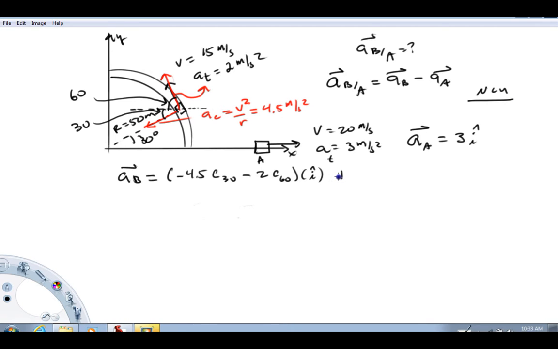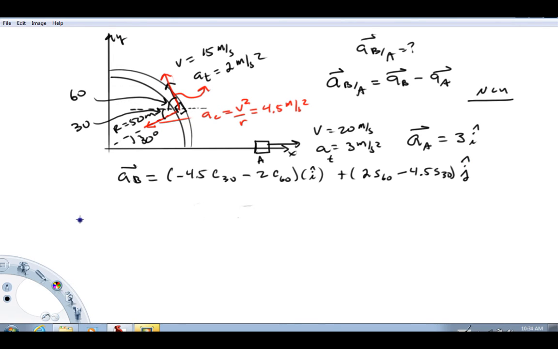All right, now let's talk about the y component of the acceleration of car B. So this tangential acceleration vector, its y component is here, opposite the 60. So we're going to have 2 sine 60 for that piece. The centripetal acceleration vector is here. Its y component would be here pointing down. It's opposite the 30-degree angle. So we're going to have minus 4.5 sine 30, right? j. So there's the acceleration vector for car B.